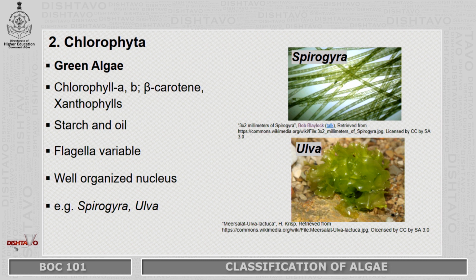They are also called green algae, and the major pigments are chlorophyll A, B, then beta carotene, xanthophylls. Starch and oil are the major reserve food. The flagella may be 2 or 4 in each living organism that has flagella; you will find the number of flagella will be 2 to 4. Well organized nucleus, and the best examples are Spirogyra and Ulva.